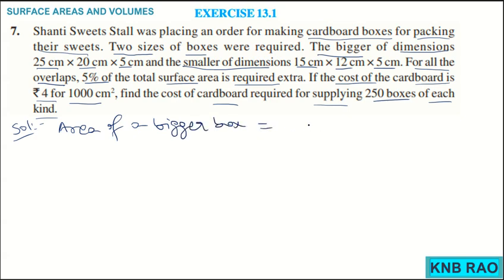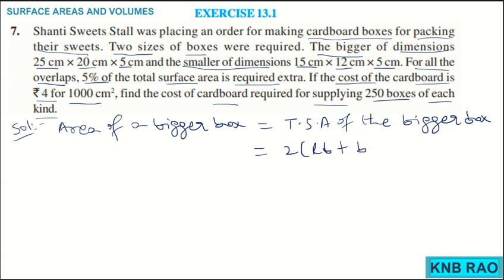So, the area of the bigger box is the total surface area. So, TSA of the bigger one is found as 2 times of LB plus BH plus HL, where in the bigger box L is 25 centimeter, B is 20 centimeter and H is 5 centimeter.